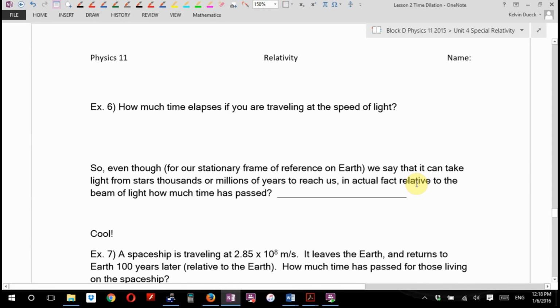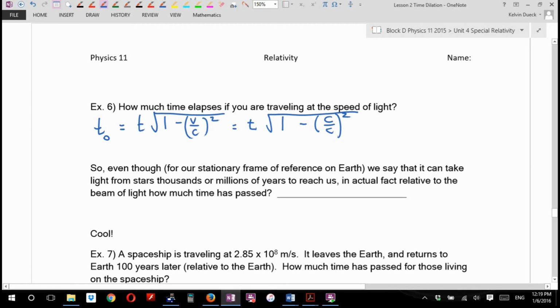It gets even weirder. Hey, how much time elapses if you are traveling at the speed of light? Okay, so that's going to be our t0 because we're the moving object, which was t times the square root of 1 minus v over c all squared. What if you were traveling at the speed of light? What would you experience? I'm just going to leave the t there because I don't know quite what to put in. But certainly in here, I can go 1 minus c over c all squared.